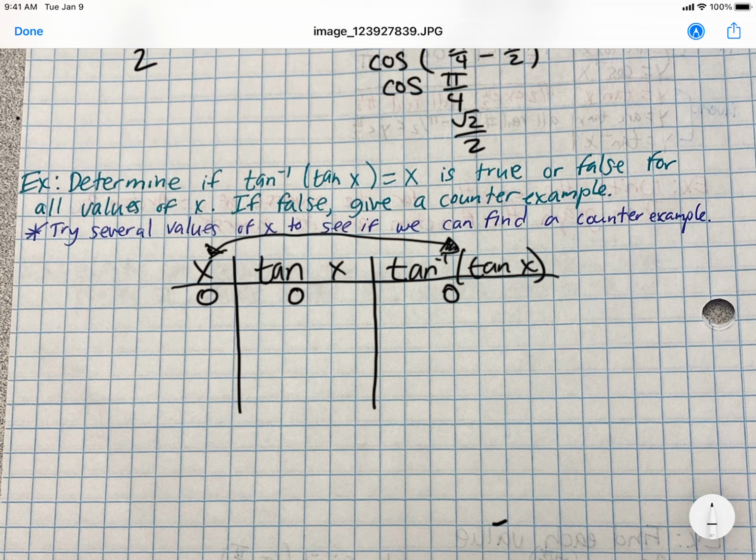Okay, the next thing we're going to try is pi over 4. It's just the next one I'm going to try out. If I plug pi over 4 into my tangent, I get that the tangent is 1. Then the inverse tangent of 1 is still pi over 4. That works.